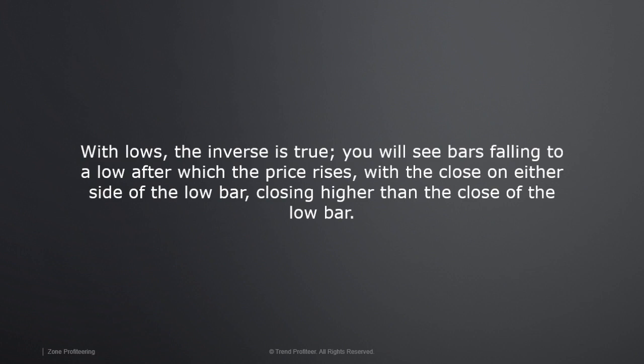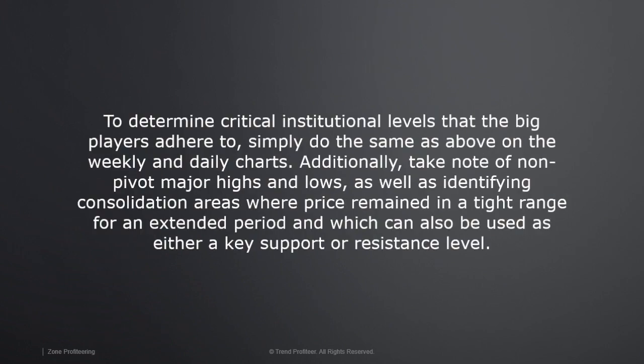So what we'll do is go hunting for pivots in the weekly webinars as well, so we can spot these levels on whatever chart and whatever time frame that we're trading on. To determine critical institutional levels, the macro levels that the big players adhere to, simply do the same as above on the weekly and daily charts. Additionally, or even the monthly charts is what I use, the weekly and the monthly charts.